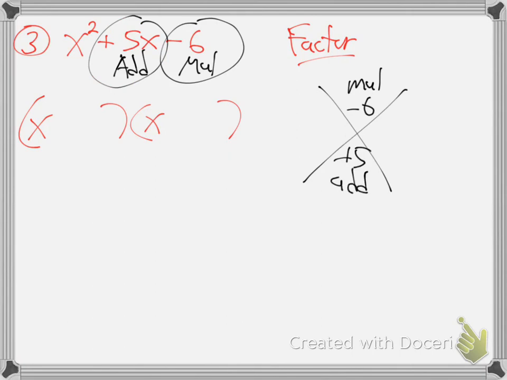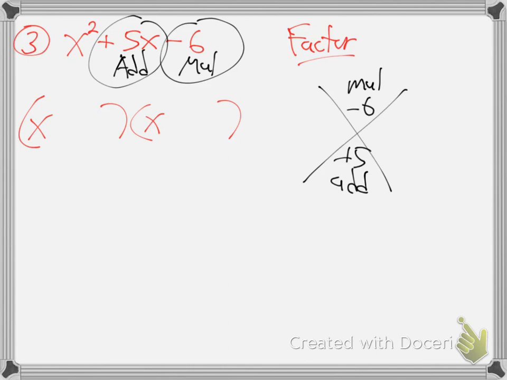So we're looking for 2 numbers. We'll put them side by side in the diamond thing, that multiply to be negative 6 and add to be plus 5. That's how you always do it. The last number is the multiply, the middle number is the add. Why? Because that's what happens when you FOIL. Remember? You've done it many times. So we're just thinking about it backwards now.